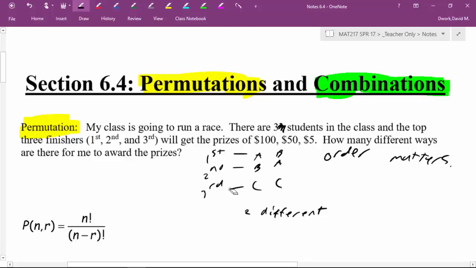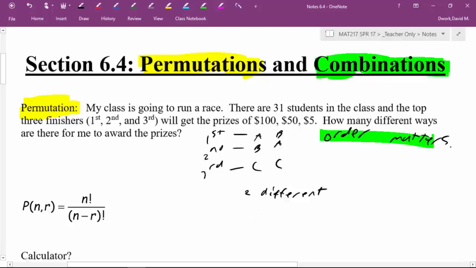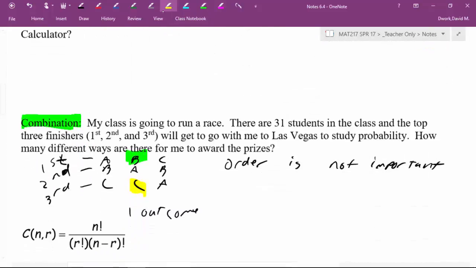So, I hope that makes sense. That is the difference between a permutation and a combination. Permutations, order matters. Combinations, order does not matter.